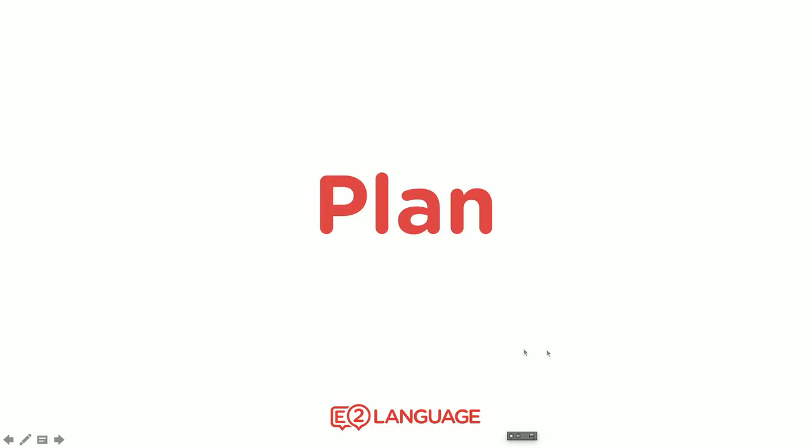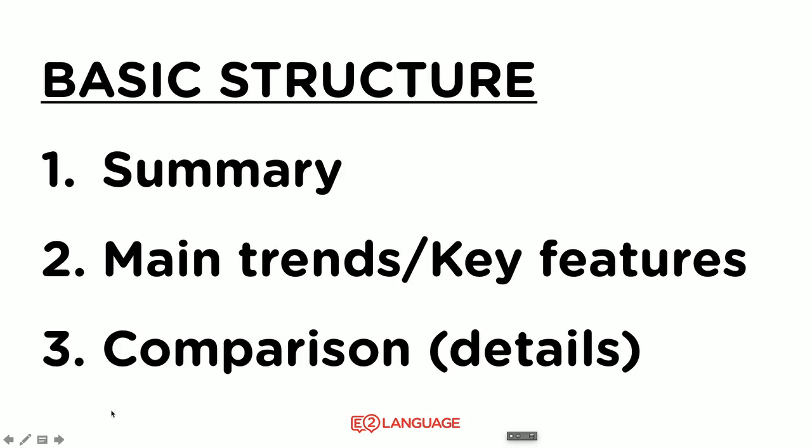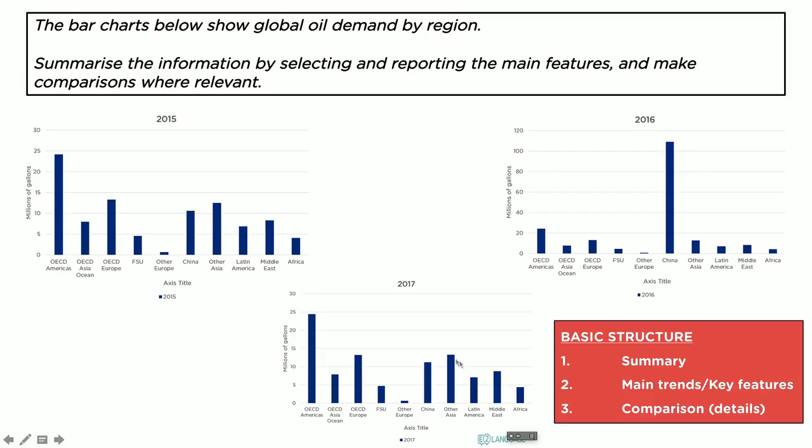So let's just plan this out. So I want to have a basic structure, which is you write your summary sentence, talk about the main trends. Here we do have a time element, so we can talk about trends, increases, decreases, stabilizations, fluctuations, etc. But there's also key features there, which I might include in my overview paragraph. But then in the third paragraph, I wanted to get into some comparisons. So I need to, well, let's go through this.